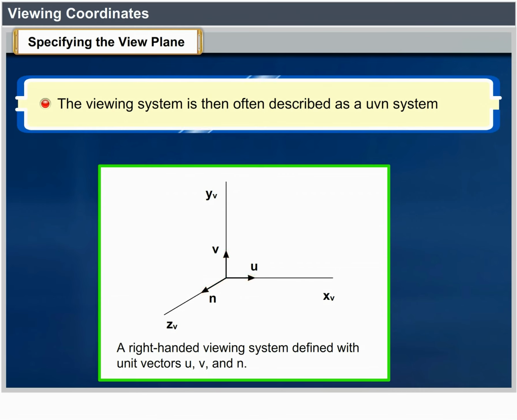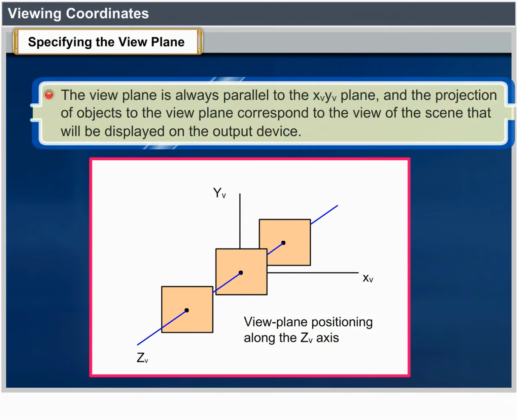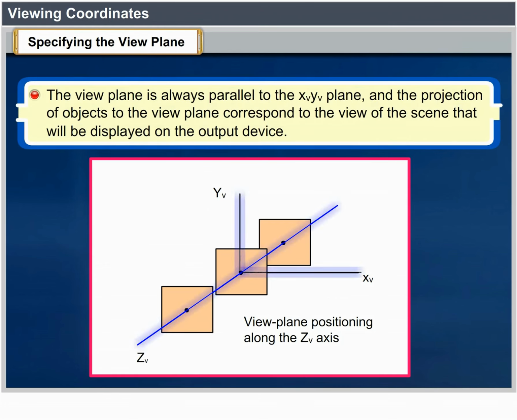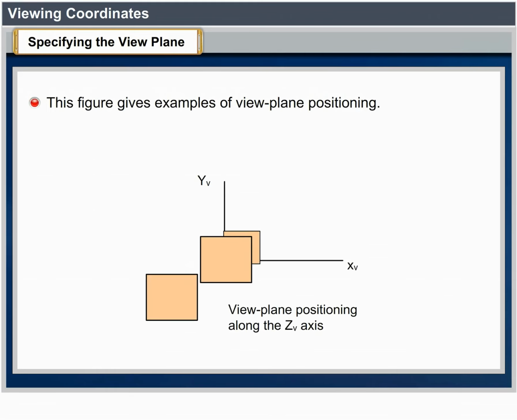Generally, graphics packages allow users to choose the position of the view plane along the ZV axis by specifying the view plane distance from the viewing origin. The view plane is always parallel to the XV, YV plane, and the projection of objects to the view plane corresponds to the view of the scene that will be displayed on the output device. This figure gives examples of view plane positioning along the ZV axis.